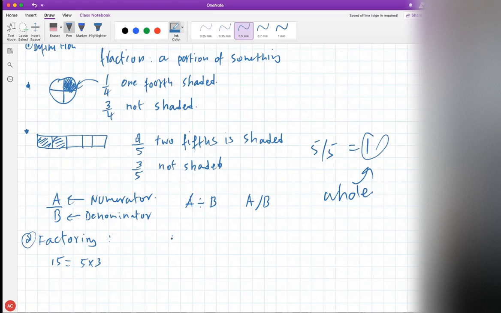If you have 18, we can also break it down into multiple numbers. Give me two numbers that multiply to 18. I need two numbers that multiply to 18. 9 and 2.